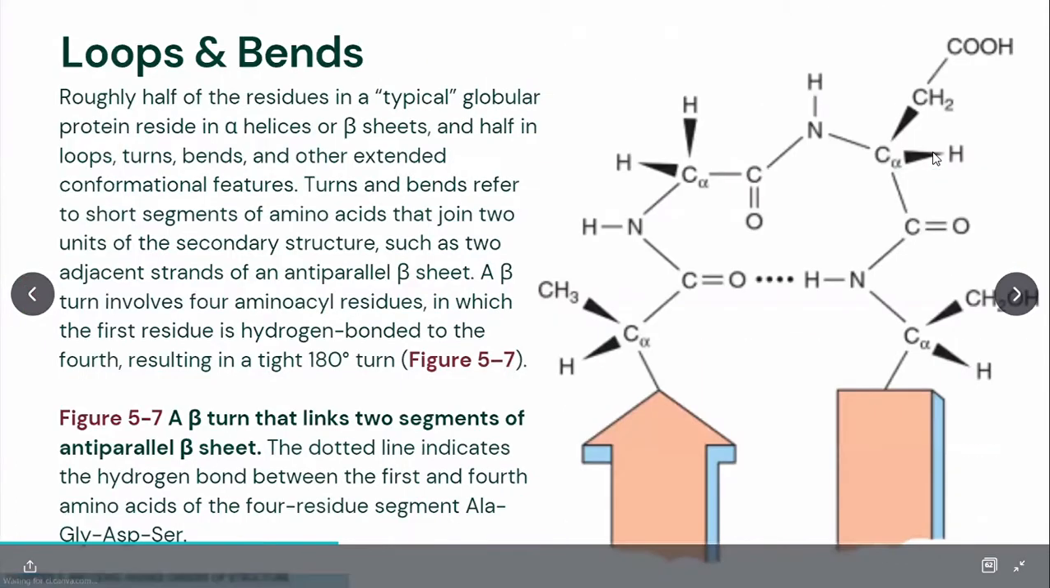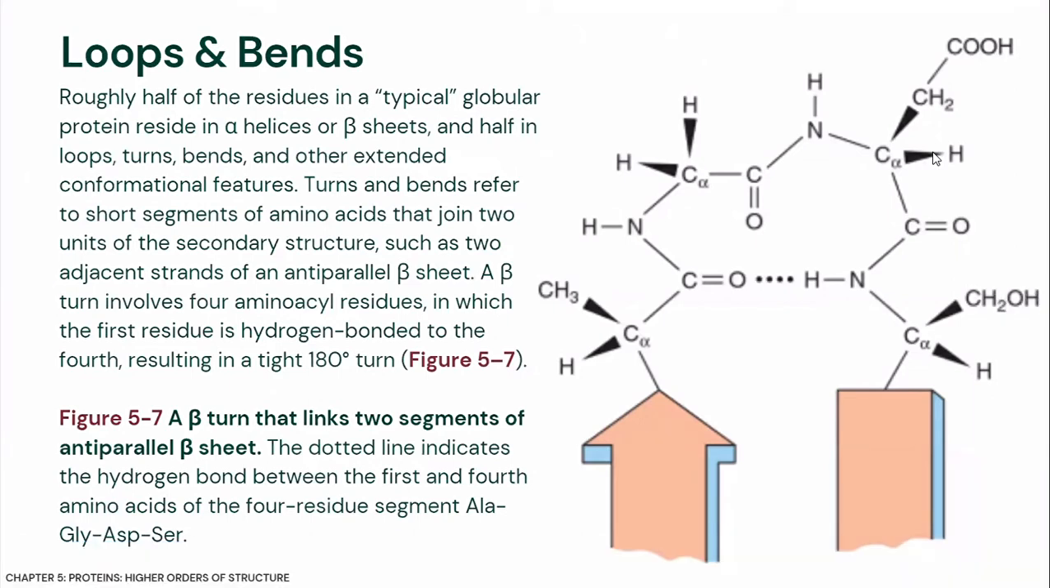All right. Loops and bends. So aside from alpha helix and beta pleated sheet, we also have loops and bends. So when you say bend, that is a space that is very, very small. So you can be very sure that it is occupied by a small amino acid. And what are the small amino acids? Glycine. Sometimes alanine, because alanine is small. Usually found there at the turns and the bends, you have small amino acids.